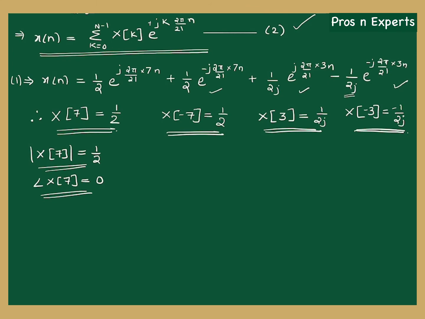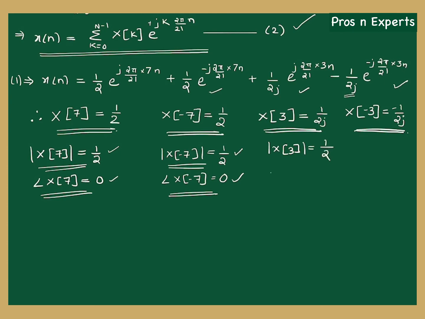So at k equal to 7, we have the magnitude response as 1 by 2 and the phase response as 0. Now, what is mod x of minus 7? It is 1 by 2. And what is angle of x of minus 7? It is 0. So we got the k equal to minus 7 magnitude response and phase response. Now, what is mod of x of 3? Mod of x of 3 is, we cannot include j, so 1 by 2.